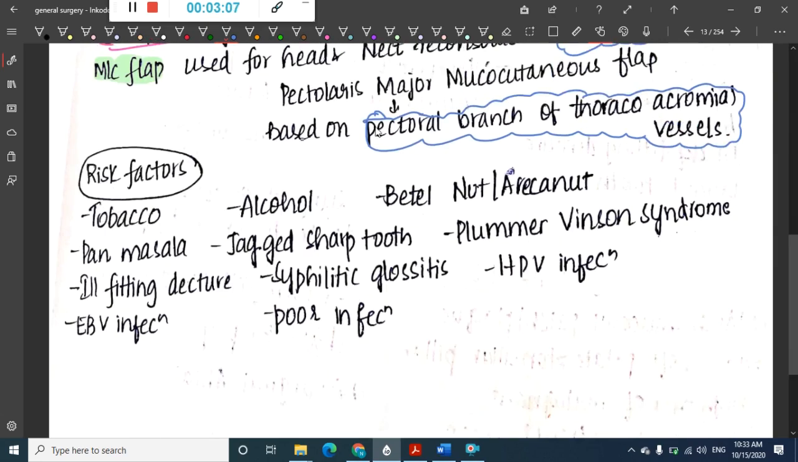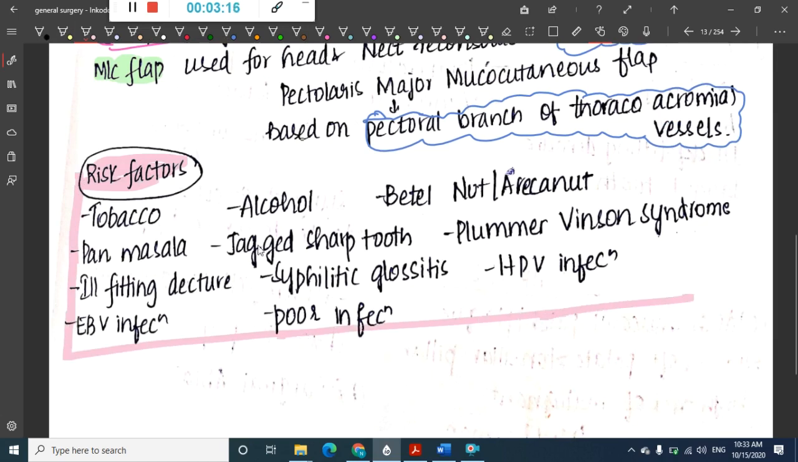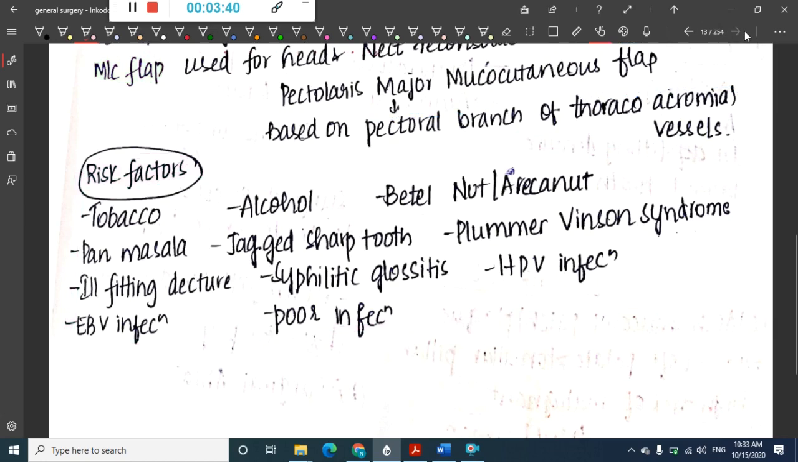Now, what are the risk factors of carcinoma oral cavity? The risk factors include tobacco smoking, use of pan masala, ill-fitting dentures, Epstein-Barr virus infection, alcohol, jagged tooth, sharp tooth, syphilitic glossitis, poor oral hygiene, betel nut or areca nut chewing, Plummer-Vinson syndrome, and HPV infection, that is human papilloma virus infection. All these are the risk factors in carcinoma oral cavity.